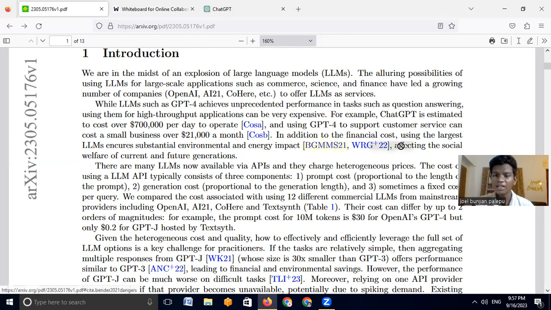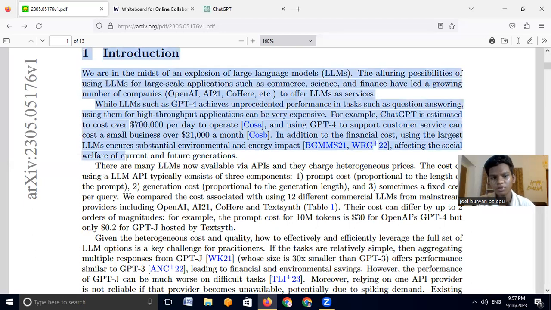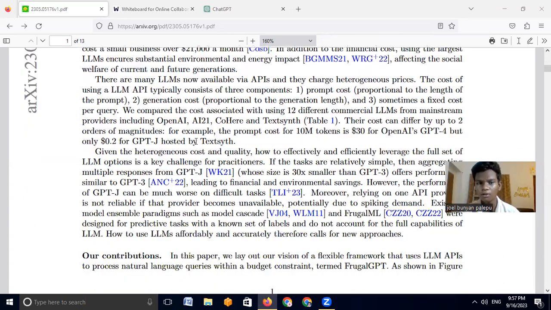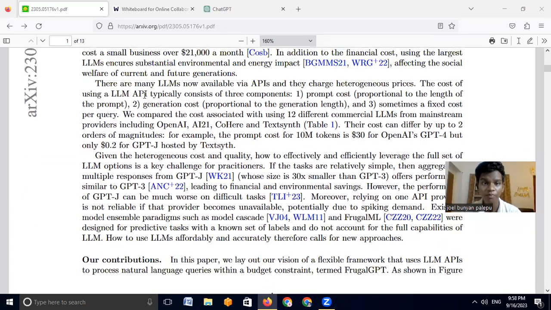In addition to the financial cost, using the largest LLMs ensures substantial environmental and energy impact, affecting the social welfare of current and future generations. It also leads to environmental degradation. Of course, there are a lot of servers used, and there might be some environmental impact, but maybe they also address this in this paper. But anyway, the main thing is reducing cost. How can we reduce the cost of running this model, the inference cost of using this model? Right. So just move on.